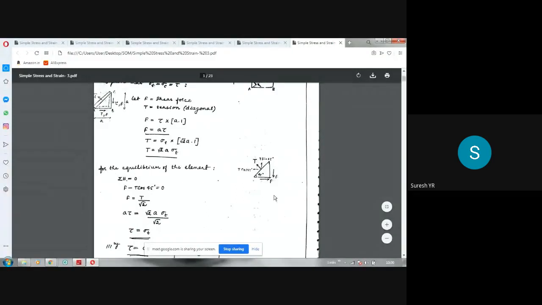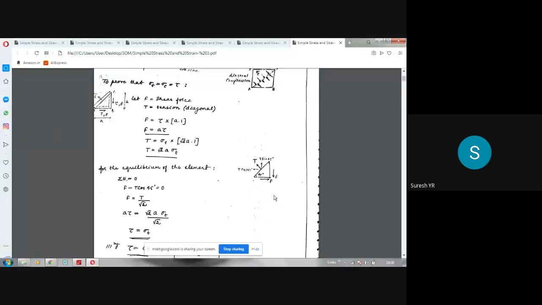Now we have to take both, that is sigma H is equal to 0, sigma V is equal to 0. They are the equilibrium equations. Sigma H means the sum of all the horizontal forces, horizontal components, should be equal to 0. Sigma V means the sum of all the vertical forces should be equal to 0.